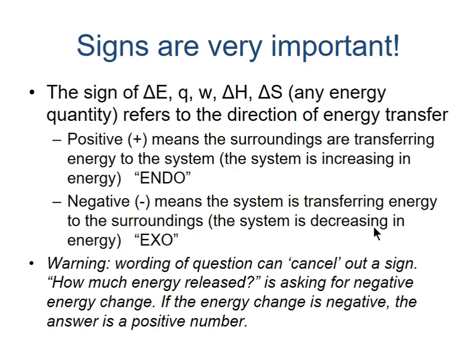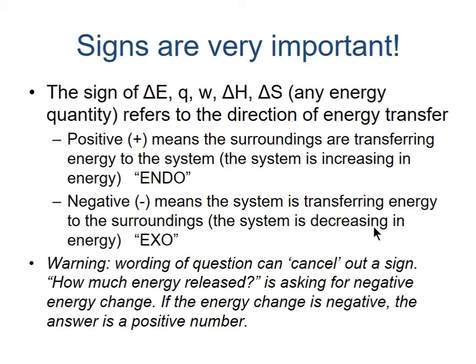And signs become incredibly important in this chapter and very confusing. So the sign of delta E, Q, W, delta H (we'll talk about enthalpy later on), entropy, delta S, any energy quantity refers to the direction of the energy transfer. So if I have a positive value, it's implying that the surroundings are transferring energy to the chemical system, and the system is increasing in some kind of energy. And we'll use the prefix of endo when it's a positive energy transfer.